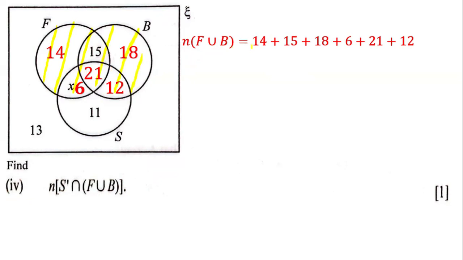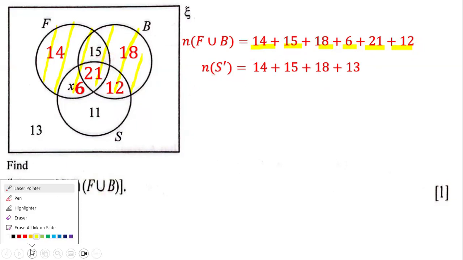And so that's why we have 14, 15, 18, 6, 21, and 12. That's F union B. When we add them up together, we get that. Well, we just leave it as such. We don't find the full value. We just leave it like this, because of what we're going to do afterwards.